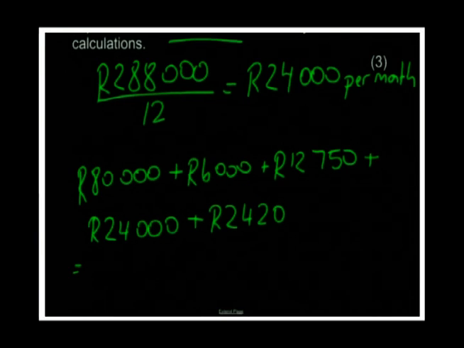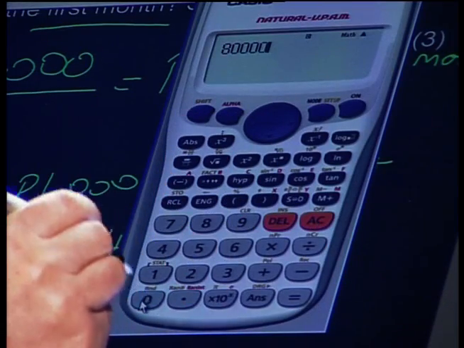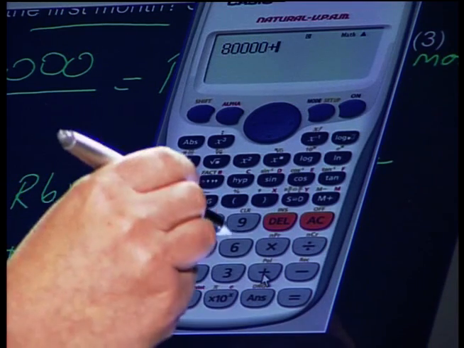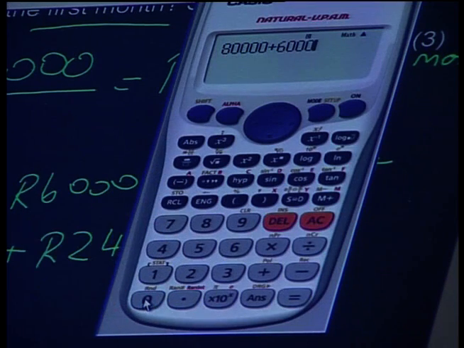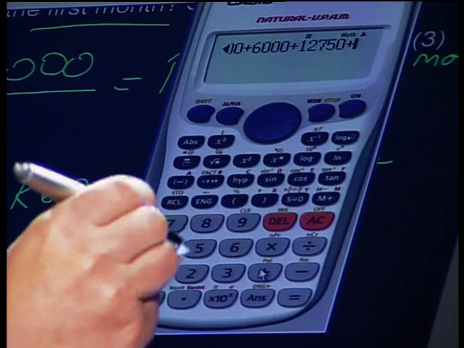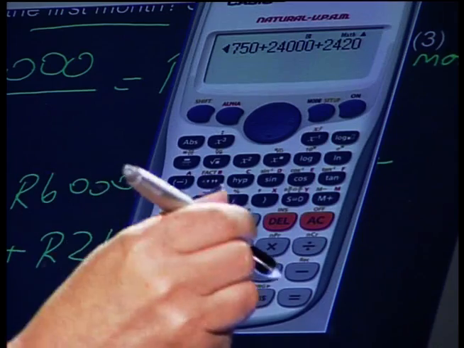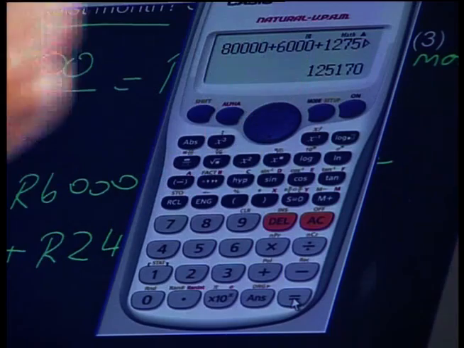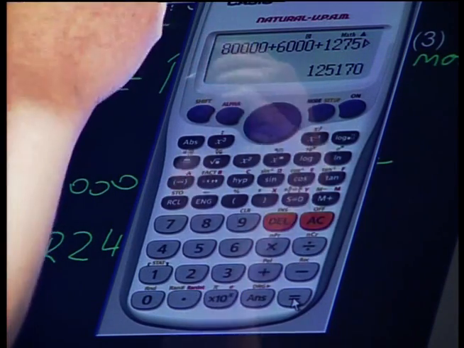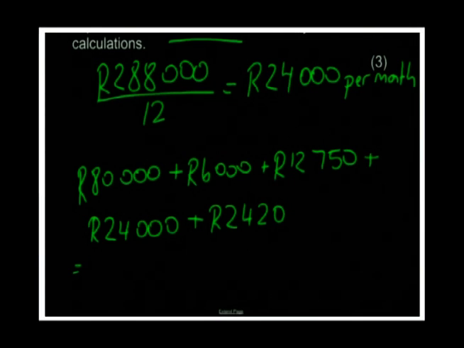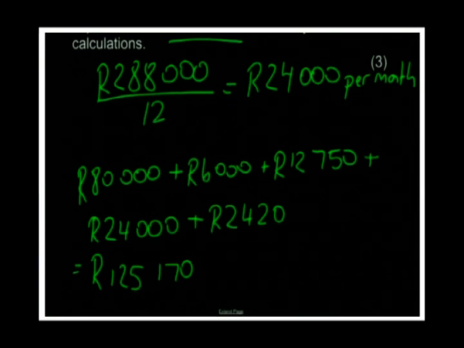So on the calculator, I can type those all in. I've got my 80,000 plus the 6,000. That's not 6,000. Be careful. It's very easy to make a mistake when you're typing in a number. So always double check your calculator. Always check that you've got the right number and you've got the correct number of zeros. 6,000 and plus 12,750. Then we've got our salaries that we calculated, 24,000 plus 2,420. And finally, he has to pay an amount of 125,170 Rand. So let's write that into our notes. So it was 125,170 Rand.